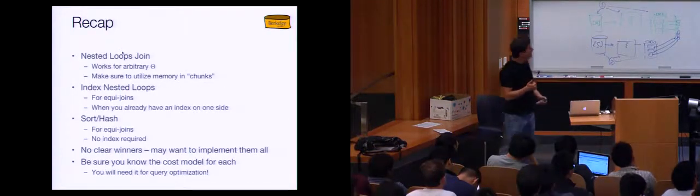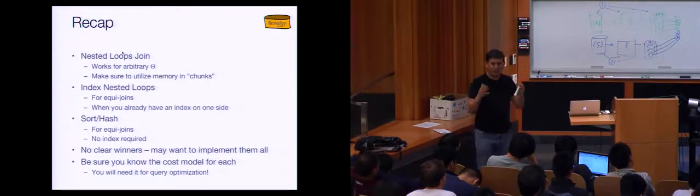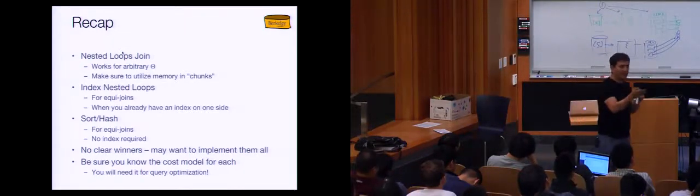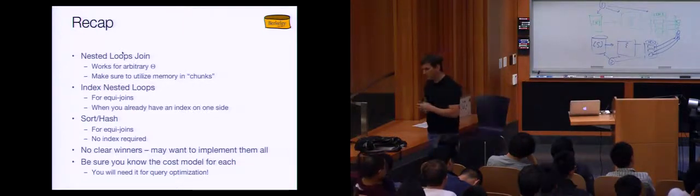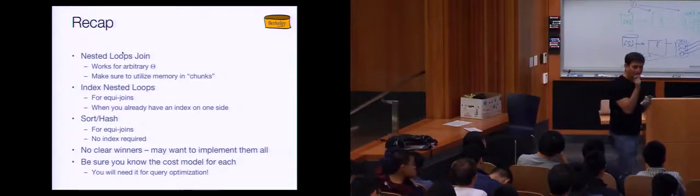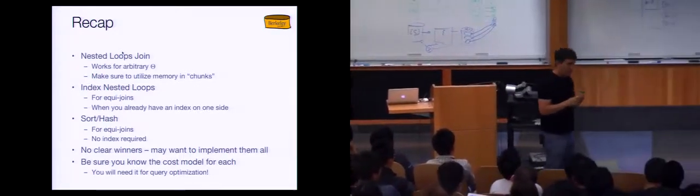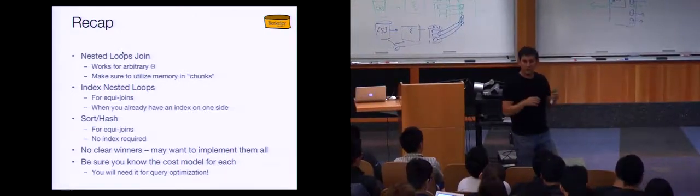So to recap, nested loops join works for any theta because you traverse the entire Cartesian space. Make sure to do it in this chunk-oriented way so you take fewer passes of that inner relation, right? Index nested loops join, typically for equijoins because most indexes do equality lookups. It's nice when you already have an index on one of the tables' join keys, right? So if you don't have the index, it's usually not worth building it on the fly. You should just do sort merge join or something. Sort and hash are only actually good for equijoins, pretty much, so you can't do arbitrary theta joins with them, but no index is required in advance. And the bottom line, there's no clear winner here.